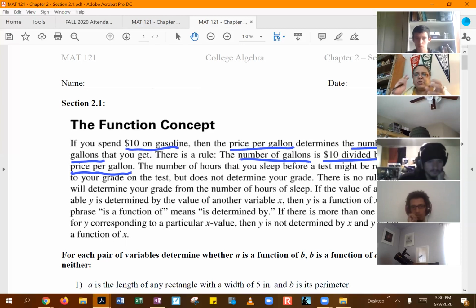Now, if we try to use that same concept with the number of hours we sleep before an exam, will that help us determine our grade? Will we be able to say, okay, if you slept 10 hours before the exam, this is going to be your grade, or if you only slept 4 hours before the exam, this is going to be your grade? But there's really no correlation if you really think about it.